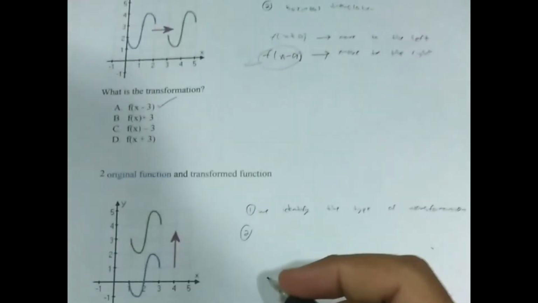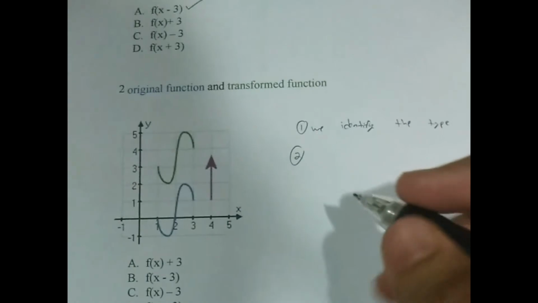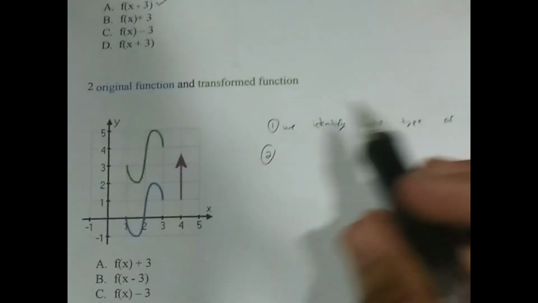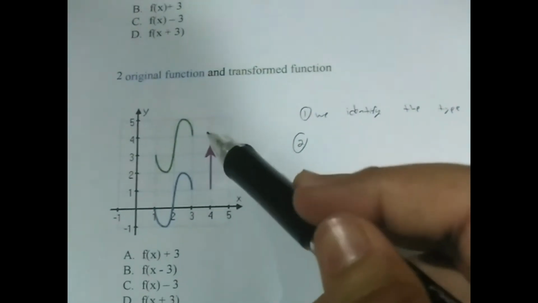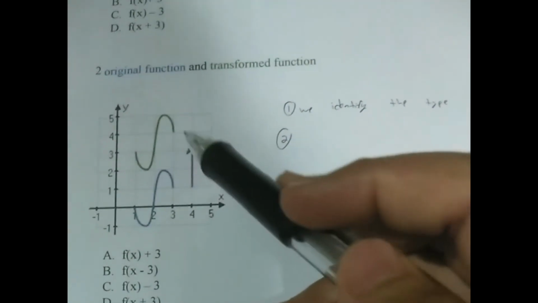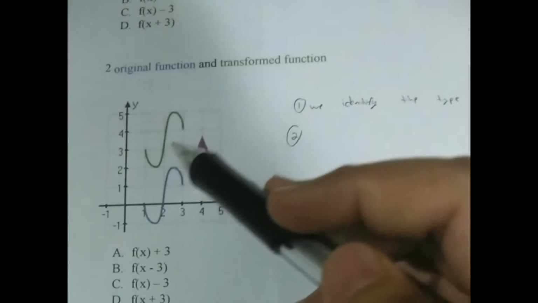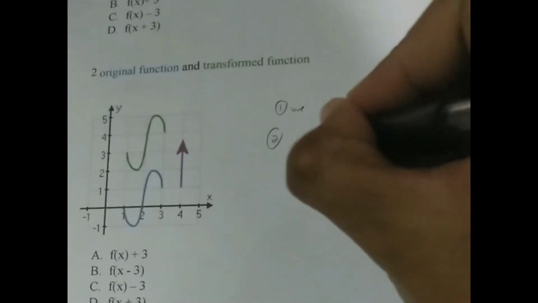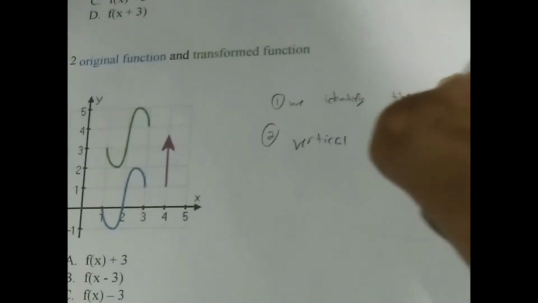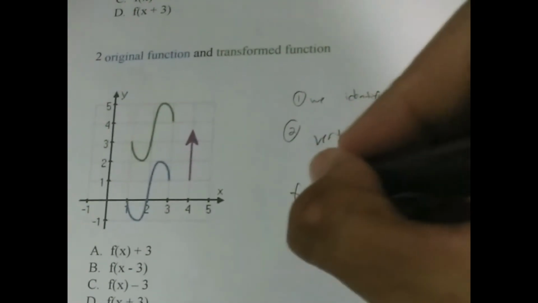Okay, this is the second question. Like I said before, first we need to identify the type of transformation. As we can see, the original function, the blue one, moves upwards, and the green one is the transformed function. As my friend explained in the previous video, this is vertical translation. For vertical translation, the equation will be like this. So we will use this equation because it translates up.